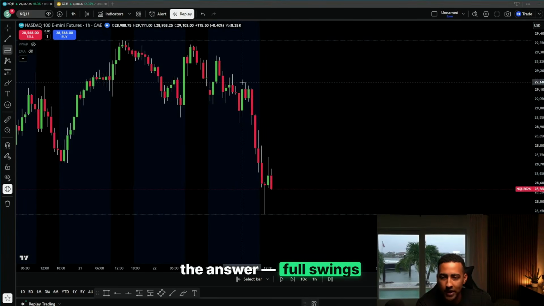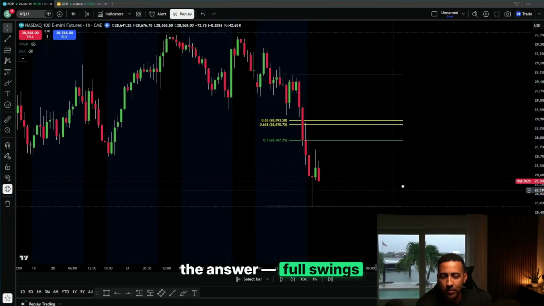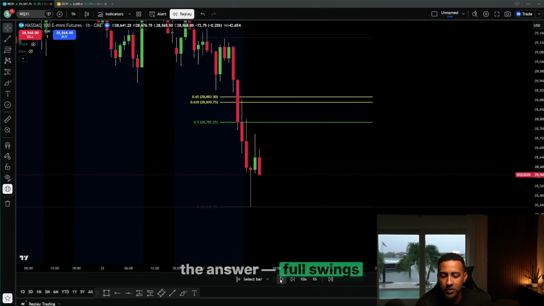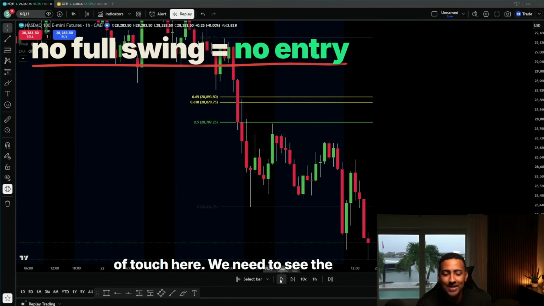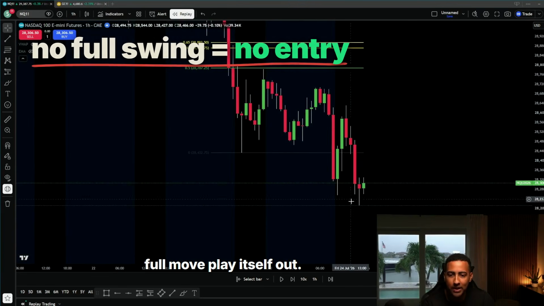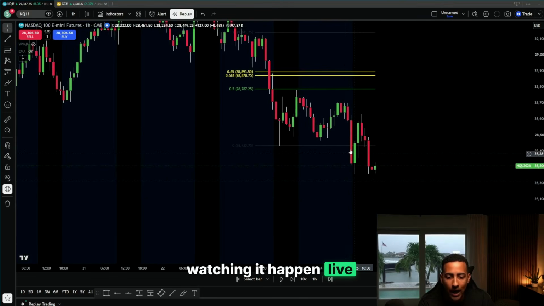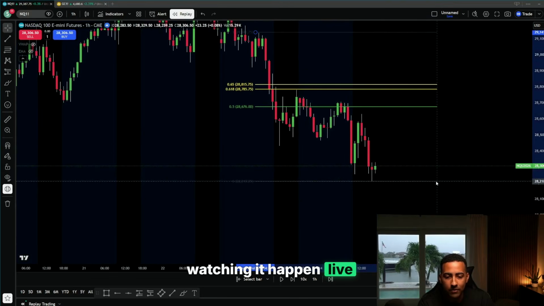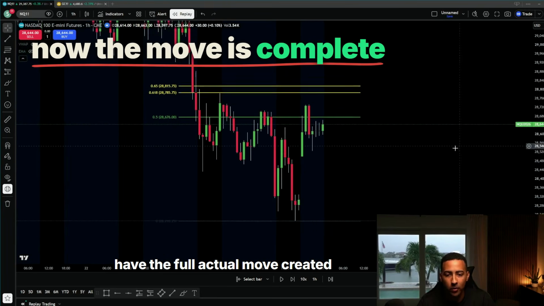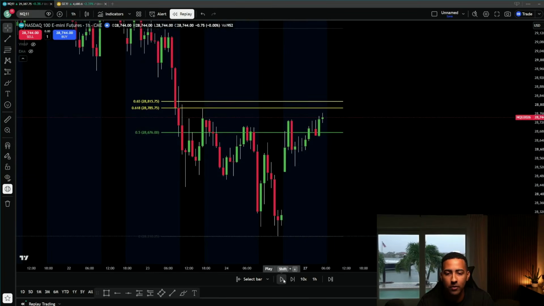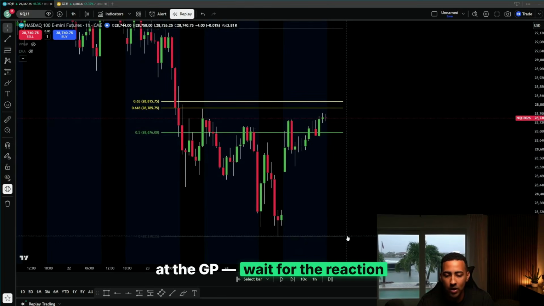The full swings, right? So as you can see here, for example, we don't have ourselves a full swing yet. You can't enter right off of some type of touch here. We need to see the full move play itself out. And as you can see, we're actually watching that happen live in front of our face. Now we can start to think, okay, we can look for a move now because we have the full actual move created for us. So now that we come up to this golden pocket, what are we going to do?